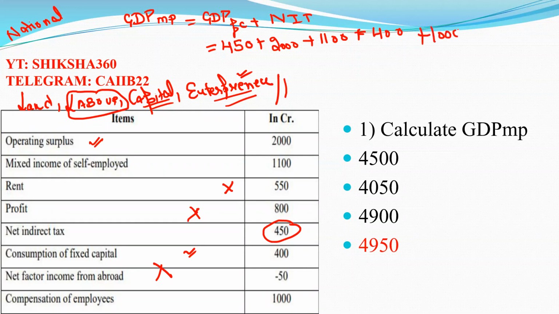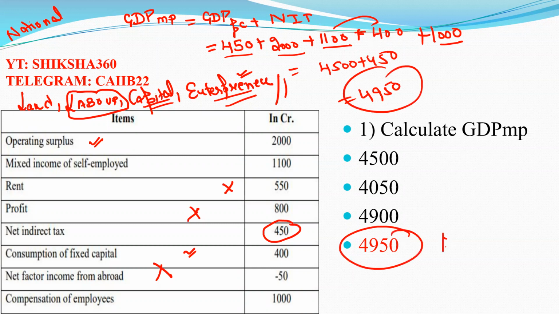So when we add this up, 2000 plus 1000, 3000 plus 1000, 4000, this is 4500. 4500 plus 450 comes out to be 4950. So this is our answer. Option number D is the answer. GDP at the market price comes out to be 4950.